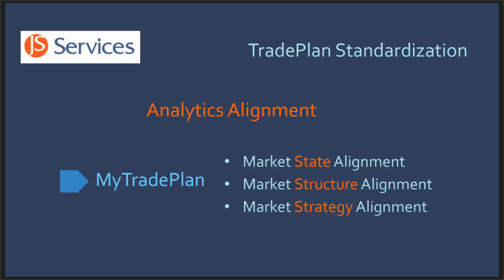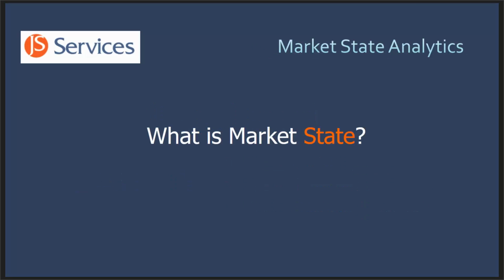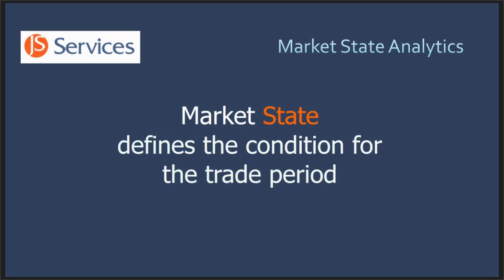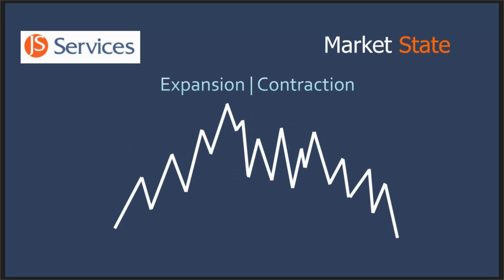And so we break it down into three main pieces: the state condition, the structure of that state, and the strategy themes. I'm going to go through each one of these quickly, just so you're really all on the same page. So, what is market state? Market state defines the condition for the trade period.